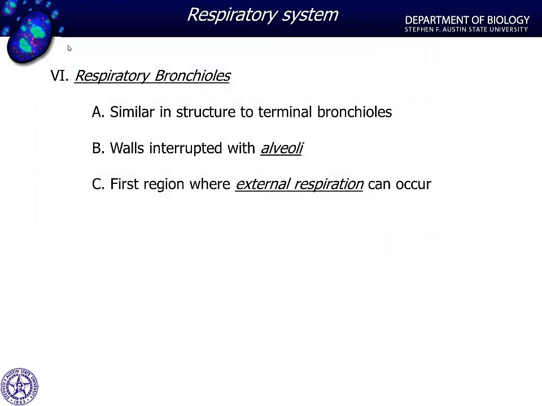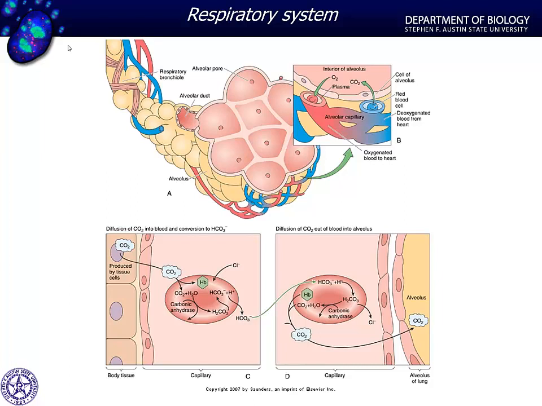So the respiratory bronchiole is similar to what we saw with the terminals, however, you have those alveoli that are intermittently interrupting the wall. And that's the first place where we can have our external respiration. So remember, external refers to the exchange of material between the blood and the air that's been brought in from the external environment into these deeper portions of the lungs. That's why we call it external. Internal respiration, remember, is down at the level of the tissues.